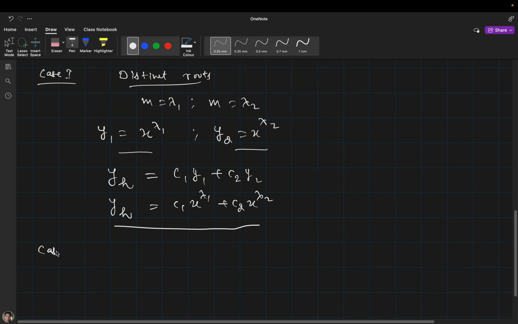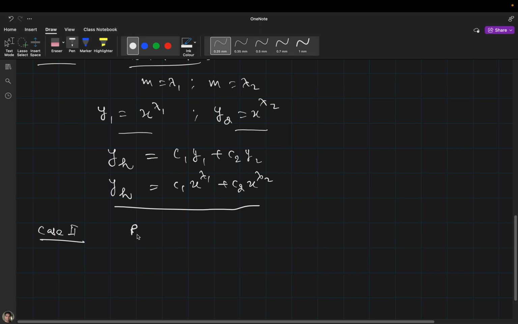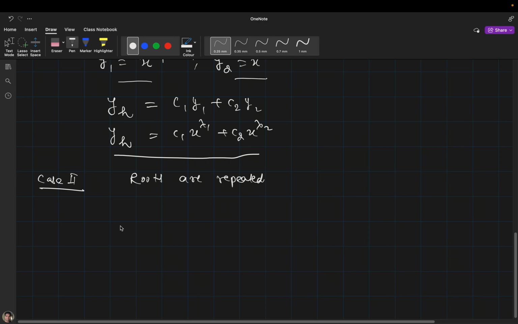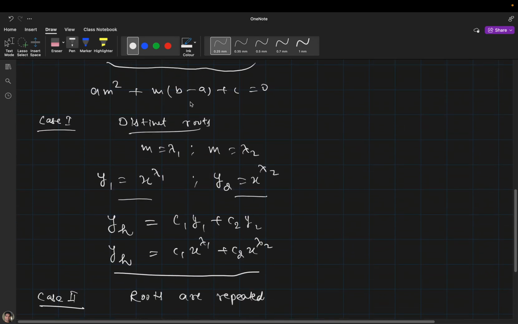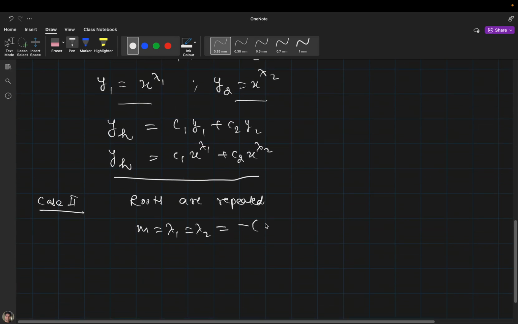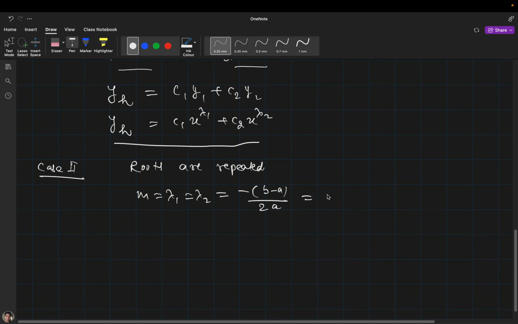Now let's discuss case 2, when roots are repeated. Roots repeated means m will be lambda 1 equal to lambda 2. So what will be the root? The root will be minus b by 2a. And what is b? b is this and a is this. So the root will be minus (b minus a) divided by 2a. So I can write minus b by 2a plus 1 by 2.